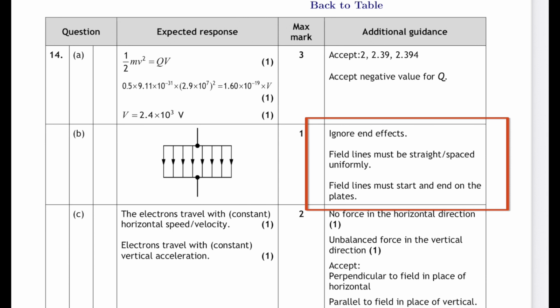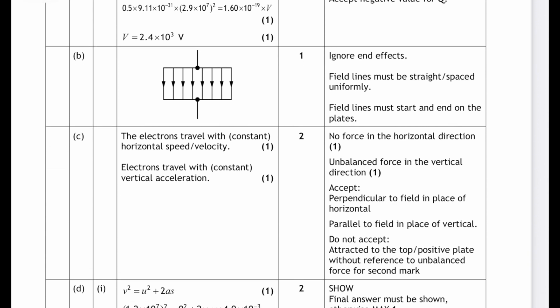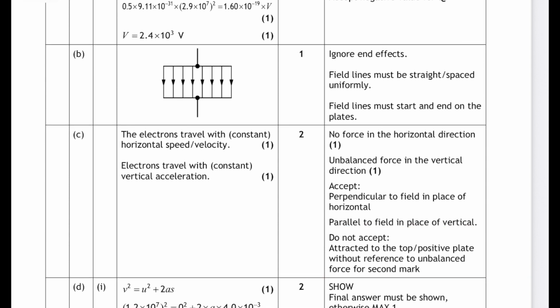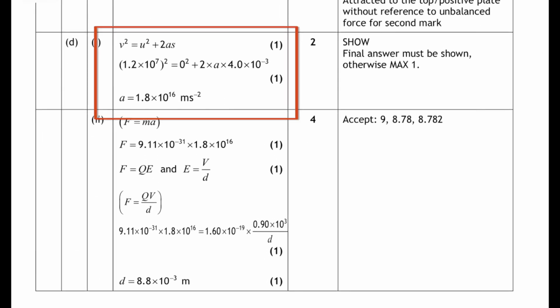That's tricky. Then part C is our electron projectile path, because the electrons are travelling with a constant horizontal velocity, but they have a vertical acceleration due to the electric force. And notice on the right hand side there it says do not accept attracted to the top positive plate unless you make reference to the unbalanced force for the second mark. Then part D, this is our linear equations of motion from Higher, to work out what that vertical acceleration is. You're only getting 2 marks here because it's a show question and you were given that final answer.